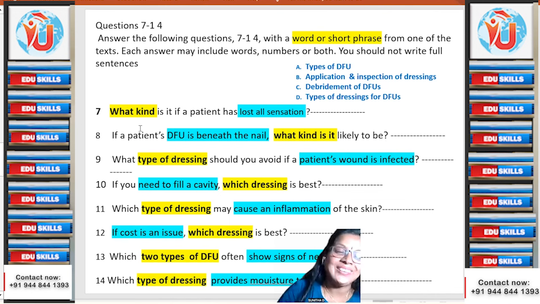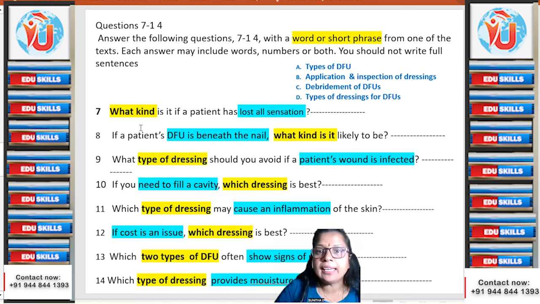Yes, ma'am. Okay. 13th question: which two types of DFU often show signs of necrosis? Again, two types of DFU. Signs of necrosis, so we have to find where they mentioned the necrosis, or the paraphrase of it. So here, for types of DFU, which heading? That's why when you are reading part A, try to give your own words as a heading, which will help you easily understand where to go and search the answers.